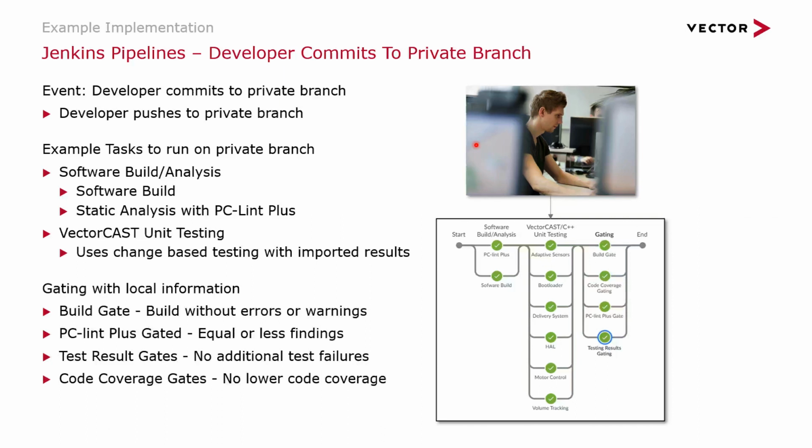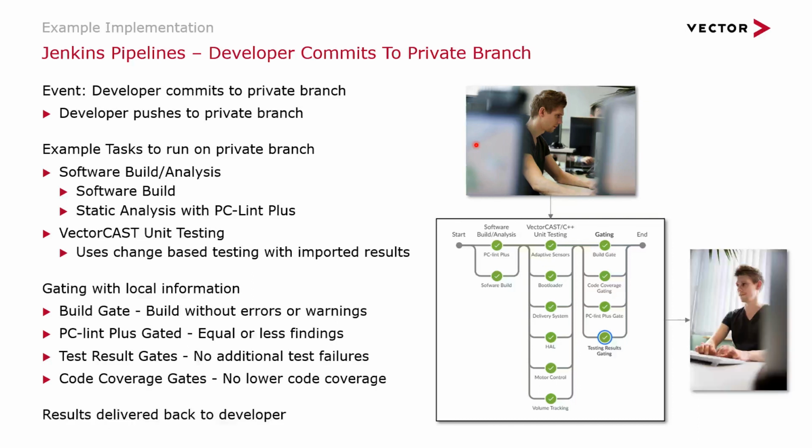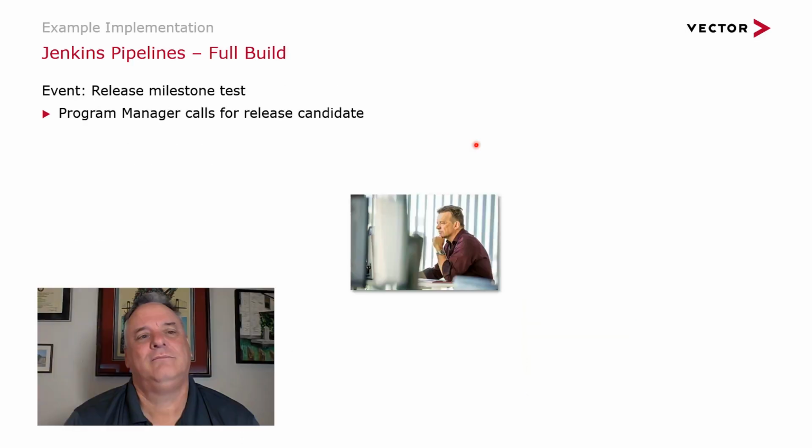But he can look at a build gate. Did this build without any errors or warnings? That may be something you look at. With the PCLint gate, did we get more or less findings for static analysis issues? With the test result gate, did we get more test failures or lower code coverage? Those are all things that we can do very simply on something like Jenkins. We don't need to go out to a special dashboard. This is more private. This is more for the engineer himself to get those results. Everybody's happy.